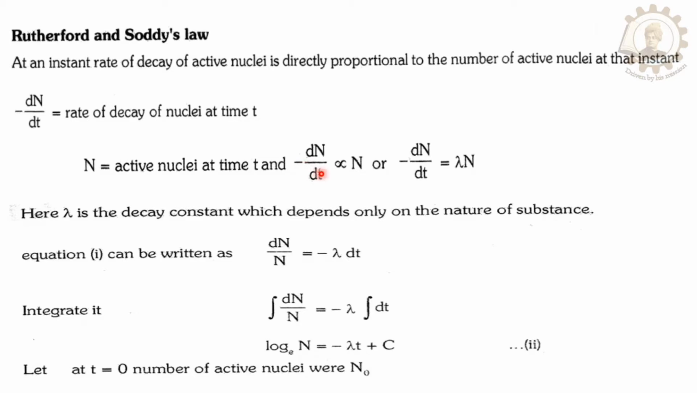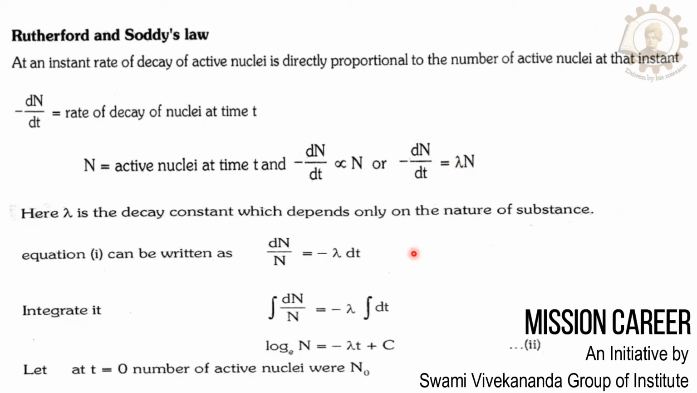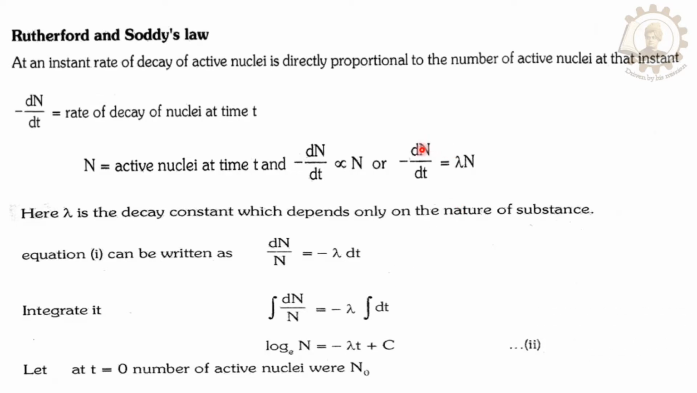In order to remove the proportional sign, we need to bring in a constant. So we write -dN/dt = λN, where λ is the constant called the decay constant. Now if you separate the variables, we write dN/N = -λ dt and integrate, and we get log base e N = -λt + c.